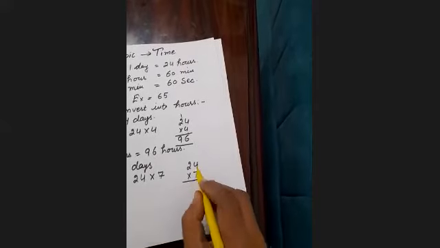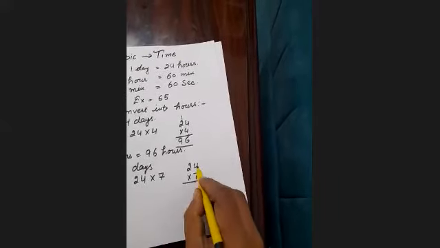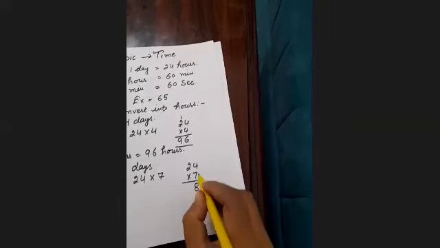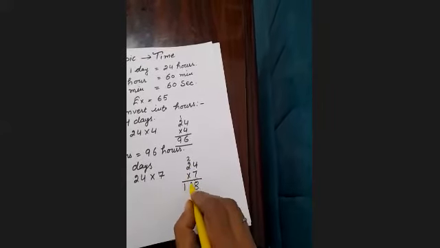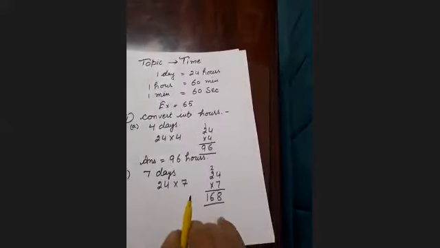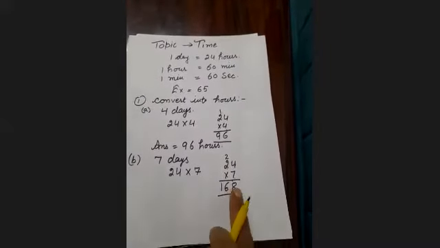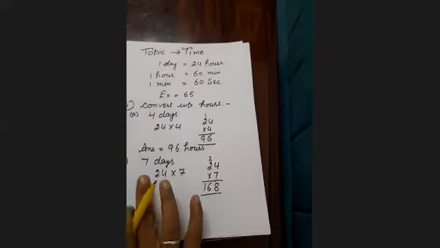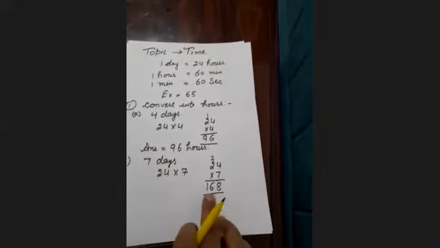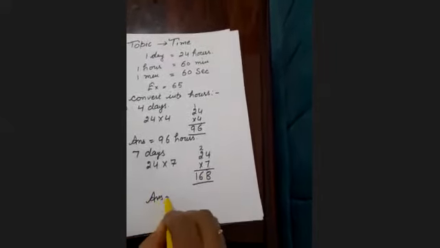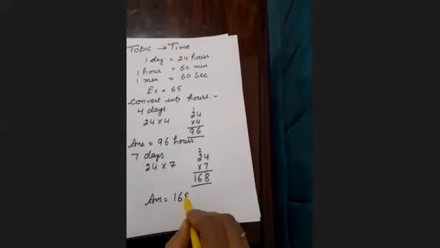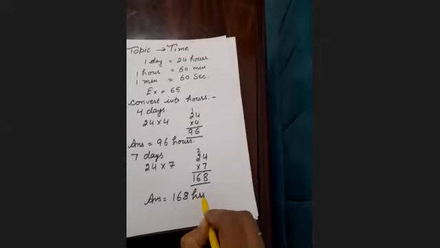7 4s are 28. So we'll write here 8 and carry 2. 7 2s are 14 plus 2, 16. So the answer is 168 hours. In 7 days, we have 168 hours. Clear, students?